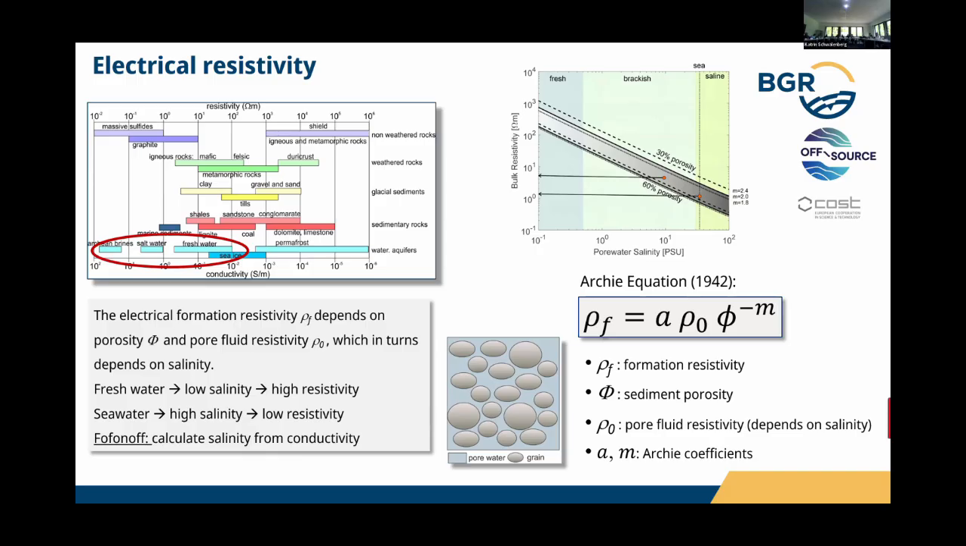We have the sediment grains, which are themselves insulating, so no conductivity. Conductivity is the reciprocal of resistivity. I probably use both terms in my presentations. The matrix is insulating. What's conductive is the pore water, and that depends on whether it's saline or not. So fresh water has low salinity, high resistivity. Seawater has high salinity, low resistivity.